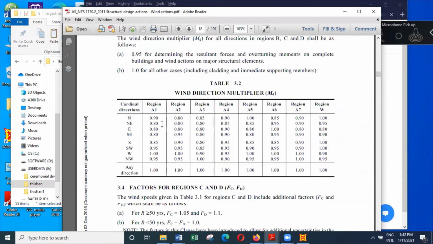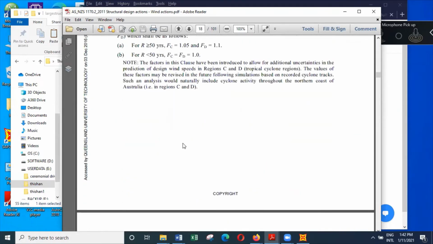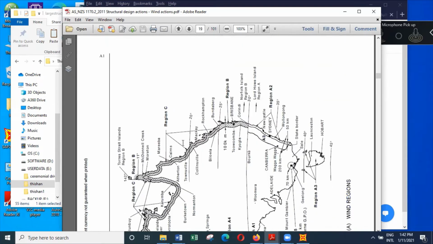Then in the Australian code, you get multipliers for the wind direction. Because we don't have any records like this in Sri Lankan conditions, we generally don't consider the wind direction when we are selecting the wind forces. But if all that data is available, you might be able to say in a particular direction this is the wind speed, and in another direction this is the wind speed for a particular town. But we don't go for that kind of accuracy. So basically, in every direction we consider the same wind.